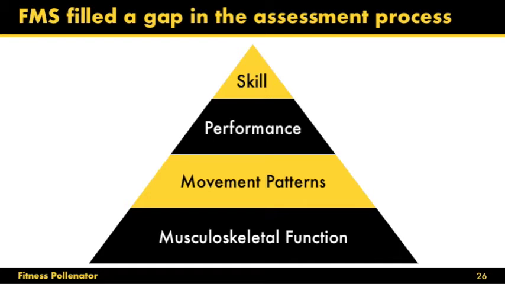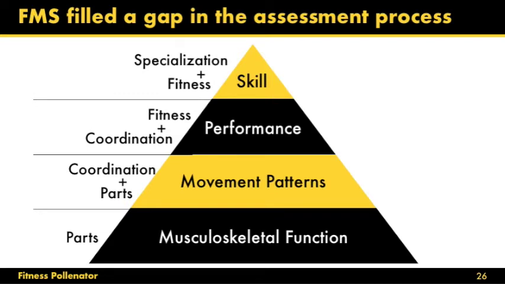If we look at movement first, and if the person in front of us moves well, that also means that their parts are working together and that they're well coordinated. If they don't move well, that means that more testing is needed to determine if it's the person's parts or the coordination of those parts. So the FMS really filled this gap in the assessment process by evaluating movement patterns. And this, on the whole, has been a really positive paradigm shift from looking at parts to looking at whole movement patterns.